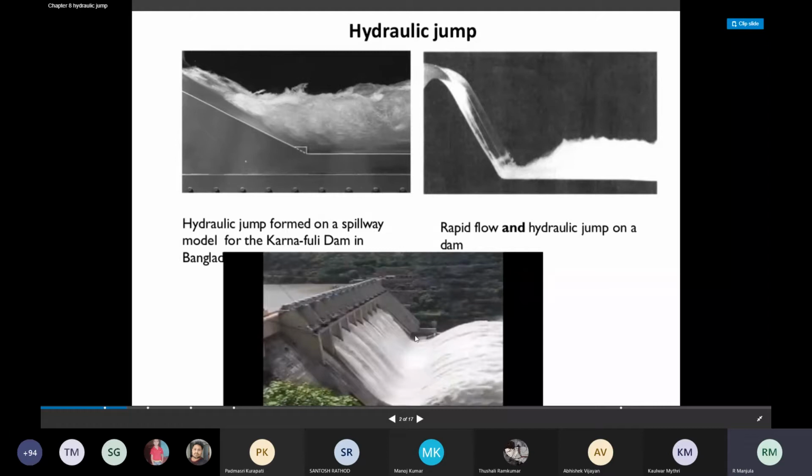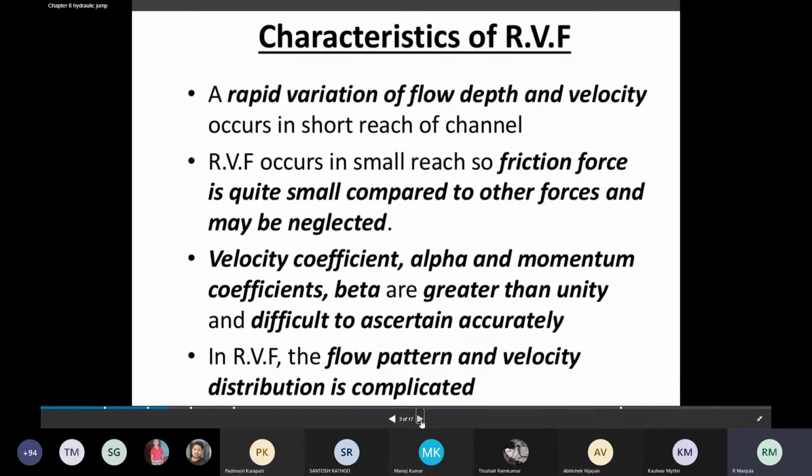This is the upstream side of the dam. This is the downstream side of the spillway. And similarly, the hydraulic jump will be formed on the dam itself. When the shutters are suddenly opened, there will be a formation of hydraulic jump. Okay. These are examples for the spillway as well as for the dam.